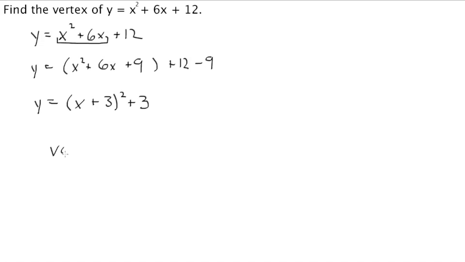So I'm now in vertex form. So I know that the vertex of my parabola, this is x minus h, so my h in this case is negative 3. This is plus k. So my k is going to be at positive 3. So there's my vertex, negative 3, comma 3. So we'll go through the same process every single time to find the vertex of a parabola.